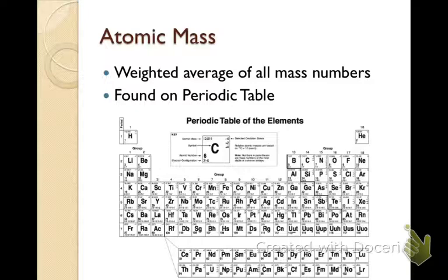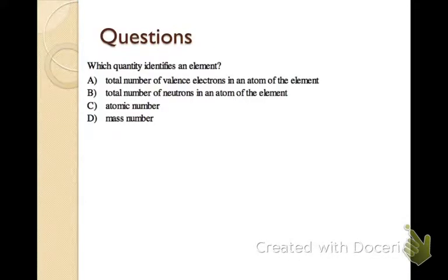But the atomic mass is actually found on the periodic table as well. It's the upper left-hand corner of our New York State periodic table. So any of these numbers, usually they're decimals in there, but they will again give you the atomic mass. So again, this is the weighted average of all of the atoms that have a certain number of protons and neutrons. So some questions. Which quantity identifies the element?